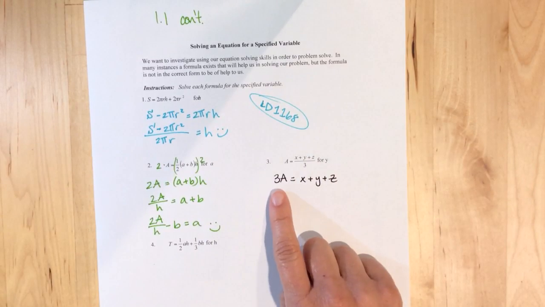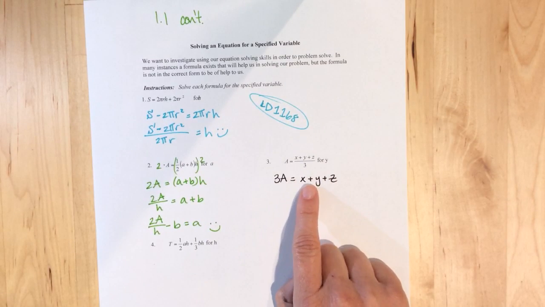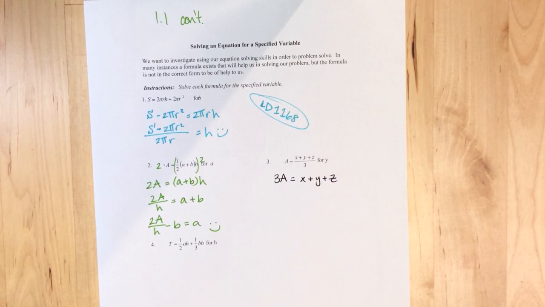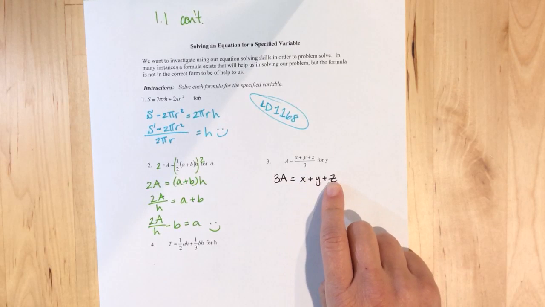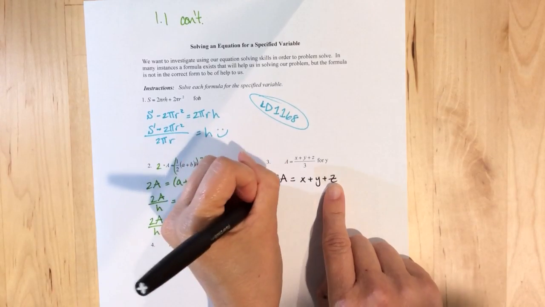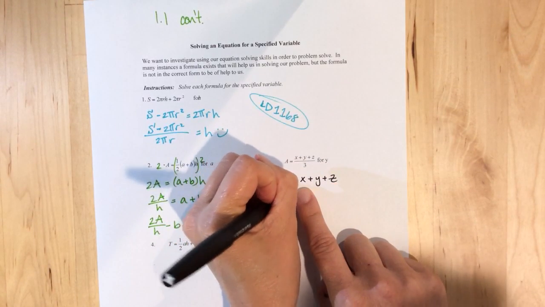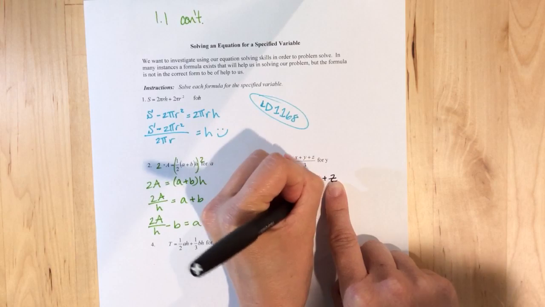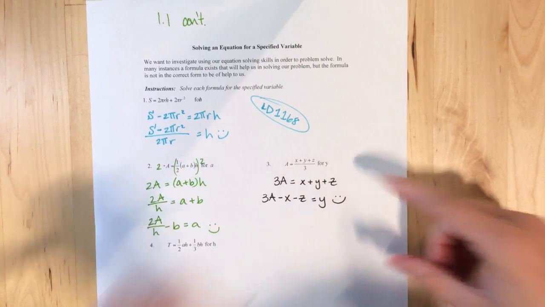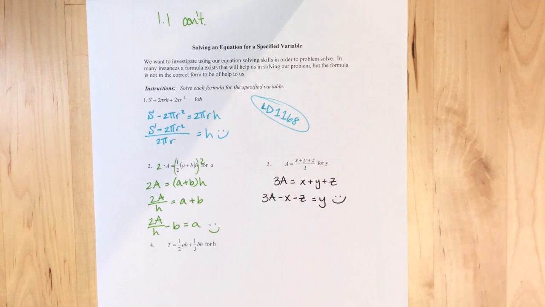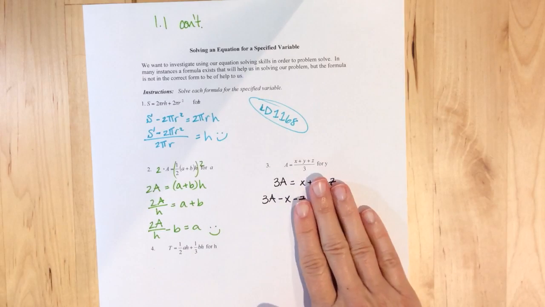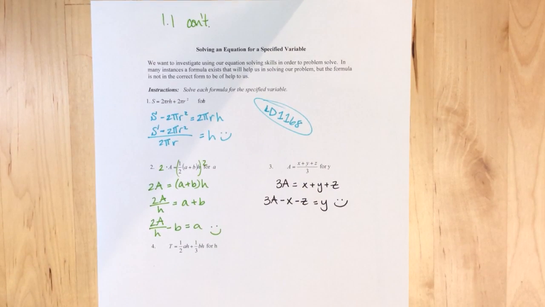So now I've got 3a equals x plus y plus z. So what undoes plus and plus? Subtraction. Perfect. So 3a minus x minus z equals y, and that's it. So again, that's why I asked. I really hope you paused the video and you tried 3. So last but not least is 4. All right, solve for h.